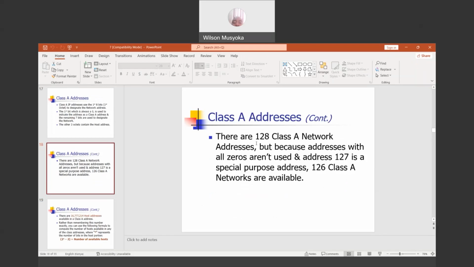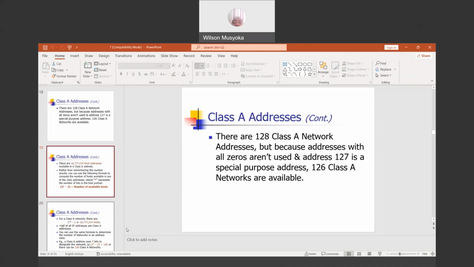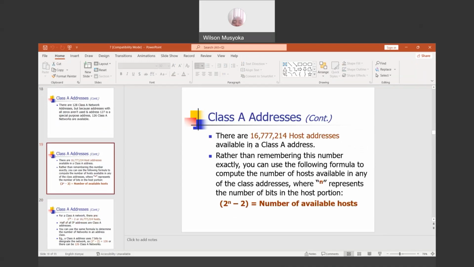Then, in class A, there are 128 class A network addresses. But because the address with all zeros isn't used, and address 127 is a special purpose address, 126 class A network addresses are available. Then you will find that you can have 16,777,214 host addresses.